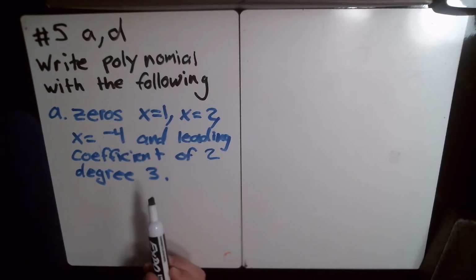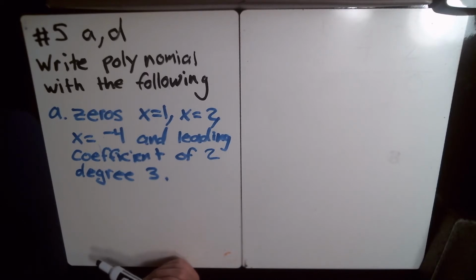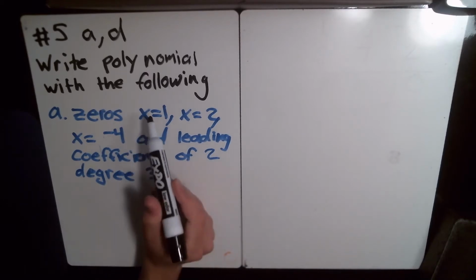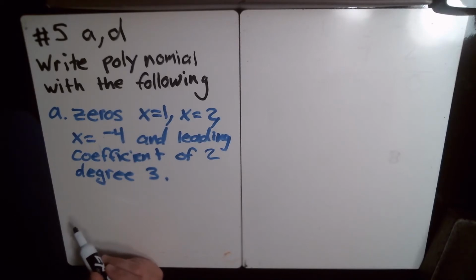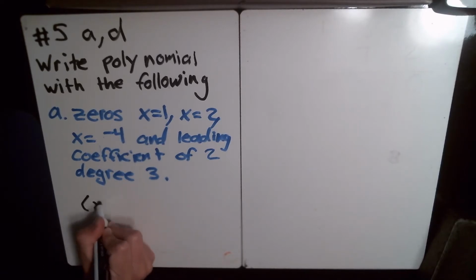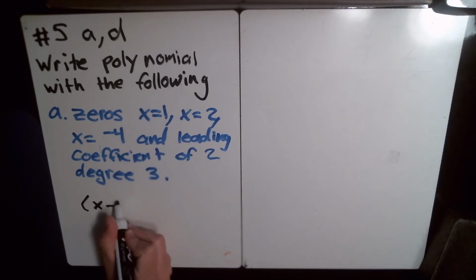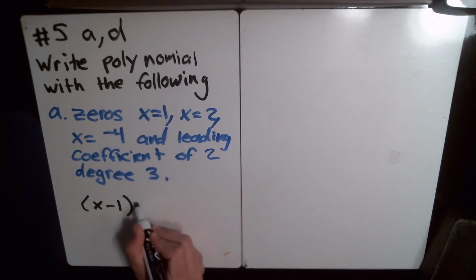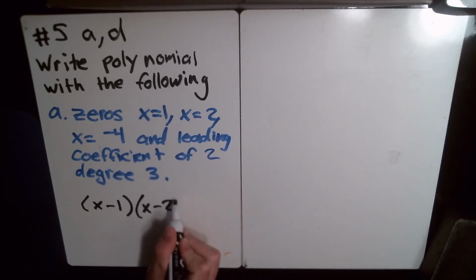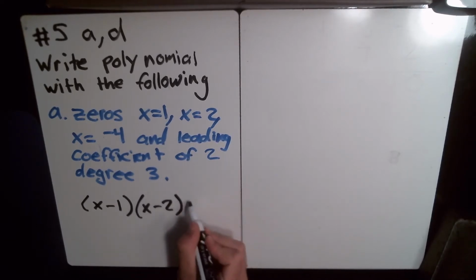Okay, so in this case, I know the zeros, so I know what the factored form is going to look like. It's going to be something like, well, to have a 0 of 1, I've got to have an x minus 1 as a factor, right? To have x equals 2 as a 0, I've got to have x minus 2 as a factor.